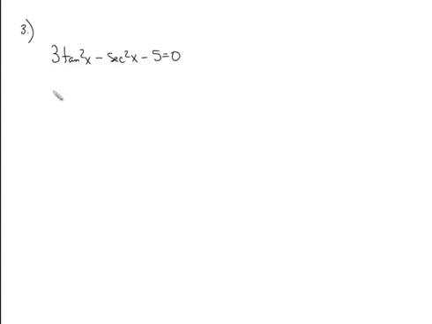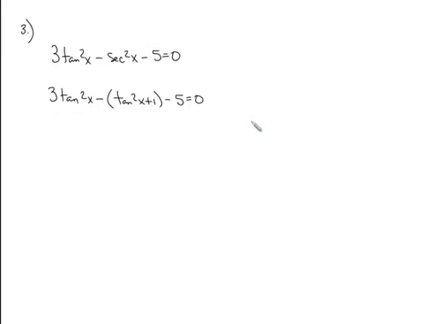And so what we're going to do here is I'm going to take my secant squared x and change it using our Pythagorean identity into tangent squared x plus 1. If you do not know your identities, you must go home and memorize them. There's no way around it. You cannot survive in trig without knowing the identities.